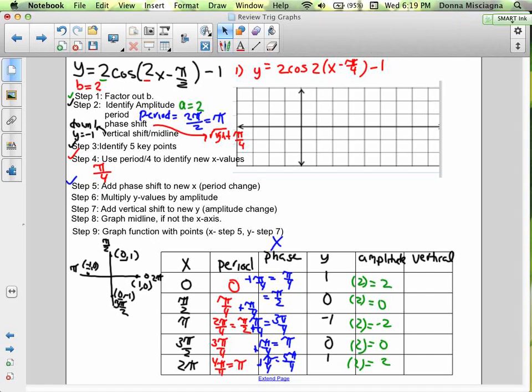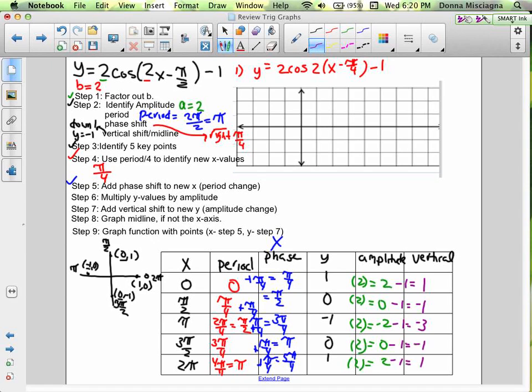And then we're going to add in the vertical shift. Right? So the vertical shift is down 1. So we're going to subtract 1 from all those values. So -1, -1, -1, -1, -1. All right, so we have 1, -1, -3, -1, and 1. And there we go.